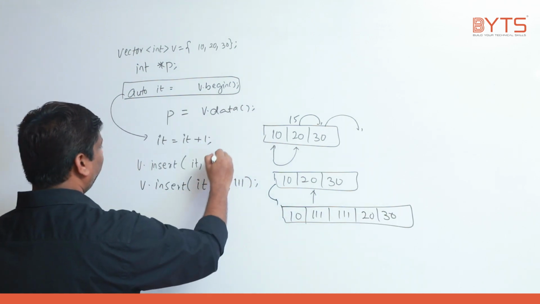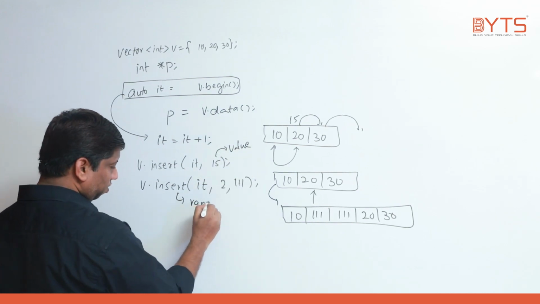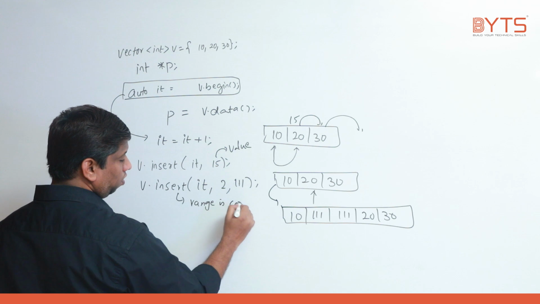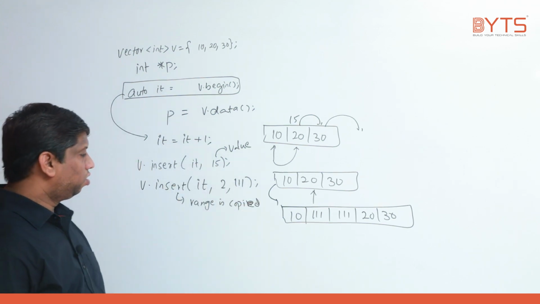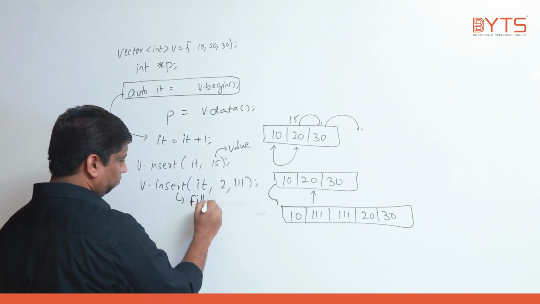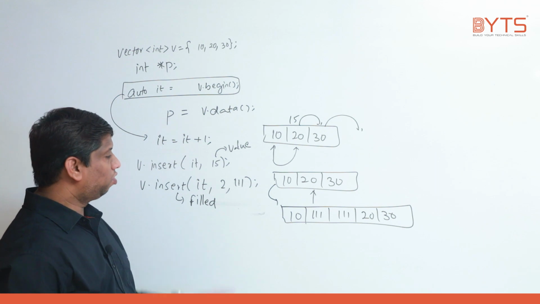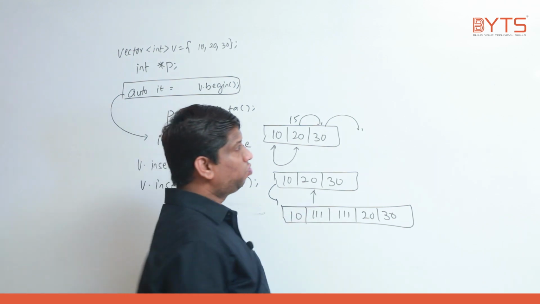So here a value is copied, not a range. The value is filled. So 2 places are filled with 111. I hope this is very clear. Next we'll see another example.